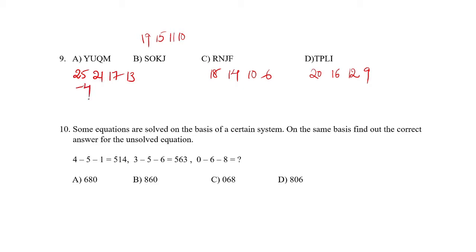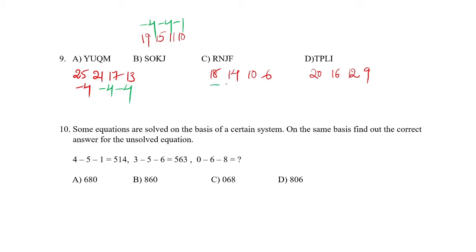25 minus 4 is 21, and 21 minus 4 is 17. 17 minus 4 is 13. And here 19 minus 4 is 15. 15 minus 4 is 11. But here not minus 4, that is minus 1. 11 minus 1 is 10.